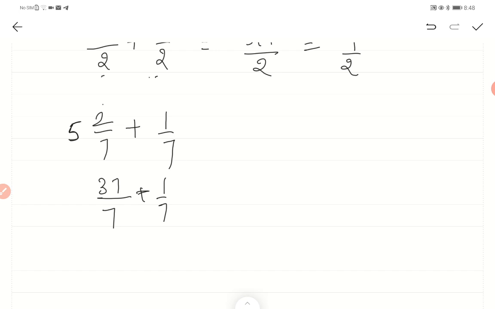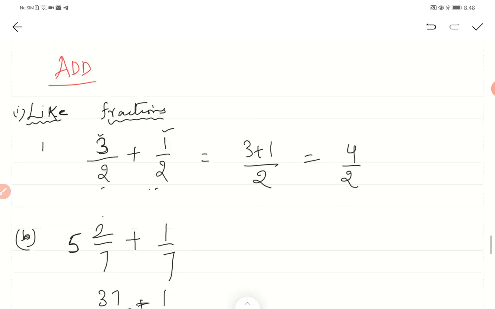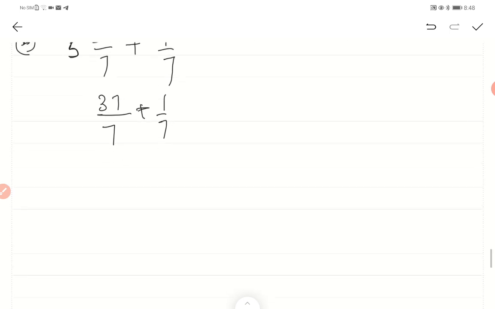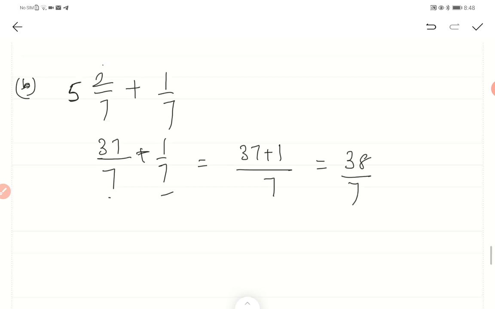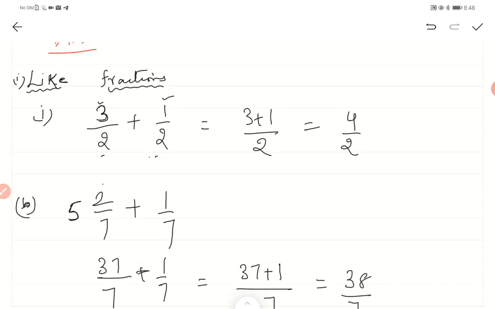Okay, so we have got how much? This was the first. Now we have numerator, denominator the same. So what you will do? 37 plus 1 divided by 7. This will be how much? 38 by 7. Alright, isn't it? This addition is very simple. I think you already know about this.